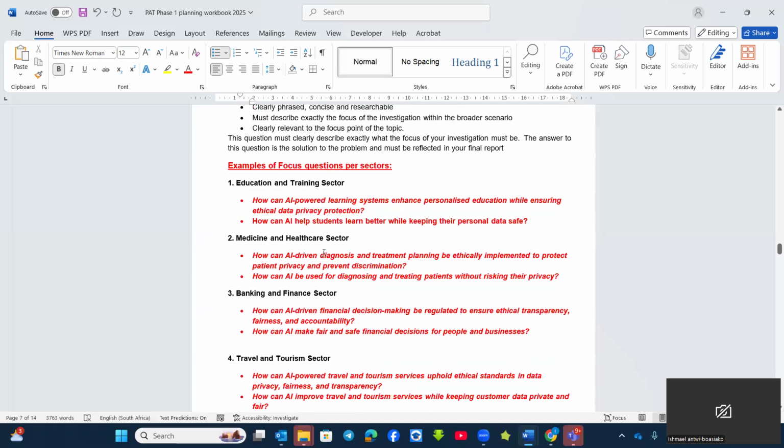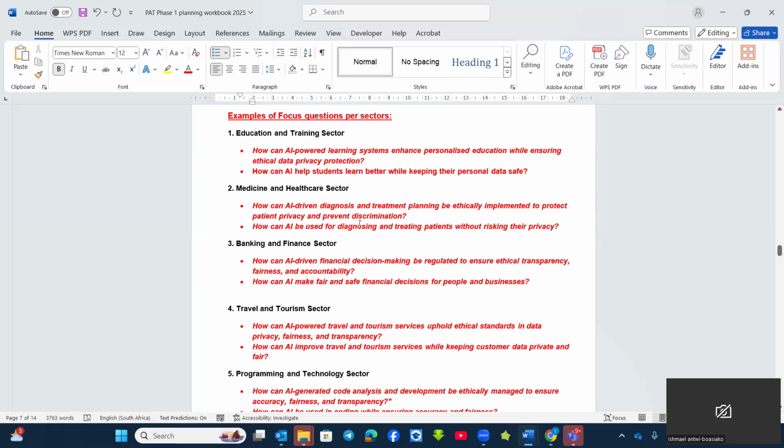The focus question should be a simple question, a single question, and it should be something that is related to your topic. So these are some of the examples of the focus question. One, how can AI help students learn better while keeping their personal data safe? So here, you are talking about the good side of it, how AI can help students learn, and at the same time, keeping their data safe. So this is a simple question.